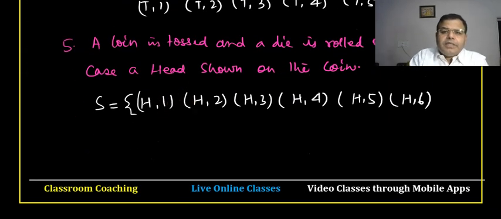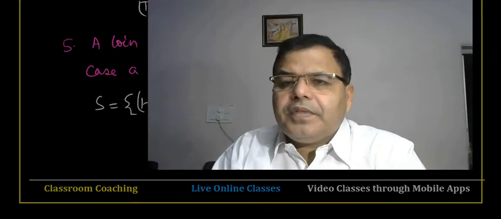Now question number 6. The sixth question is about 2 boys and 2 girls. We will discuss it after the break. So this is all about the basic concept of sample space. We will discuss some questions on sample space after the break.